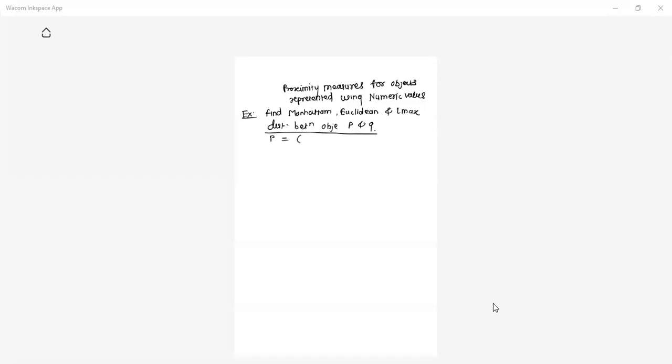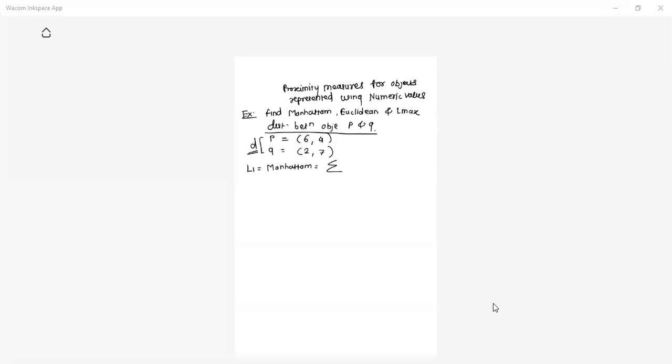Assume P is represented by the two attributes 6 and 4. And Q is also represented by the two attributes 2 and 7. So my problem statement says: find the distance between these two objects. Now, if my object is represented by two attributes, first we will discuss the L1 norm. L1 norm is also called the Manhattan distance formula.